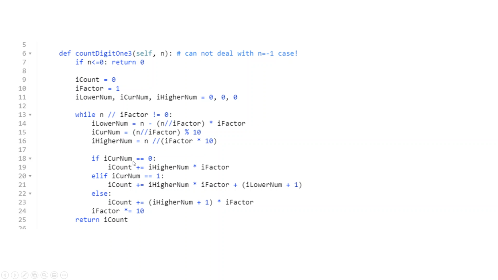So there are three conditions. If it's 0, we add the higher number times the factor, which is the number of subsets times the size of each subset. The subset size could be 1, 10, 100, and so on. When it is 1, the subset is the same, but we need to care about the lower number, so it's plus 1, right? When the current number is larger than 1, we have another additional subset with a size of the factor. So we update these three conditions and sum up the count. Finally, we return the count, right?